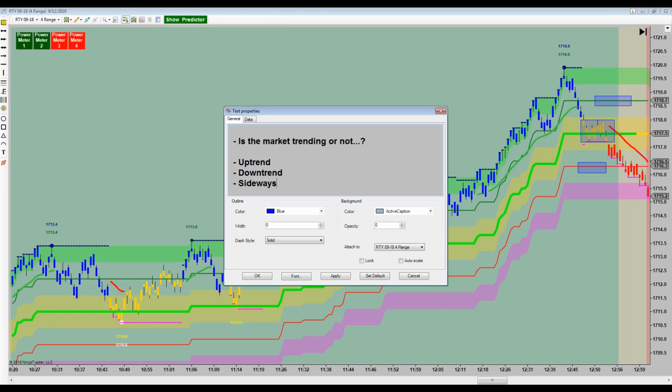And there are different ways to describe it: range bound, consolidation, sideways. By definition, it's lack of trend. However, there are conditions where you can be sideways to up. There are conditions where you can be sideways to down, and you have to know how to trade those.